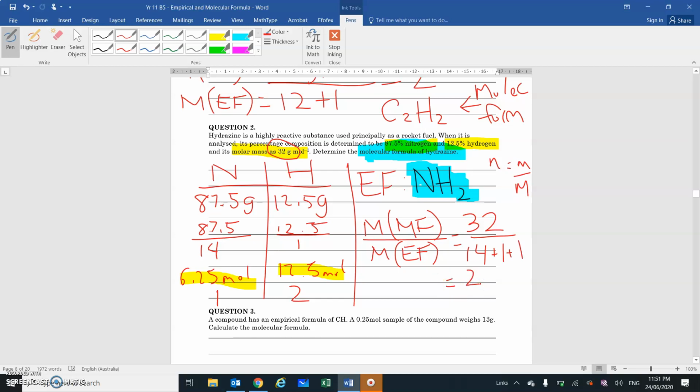So that tells us that the molecular formula is, we just take that 2 and times it by, we've got 1 nitrogen there, times that by 2. 2 hydrogens, we times that by 2. So our molecular formula is N2H4. And that's it. And you can have a go at question 3.